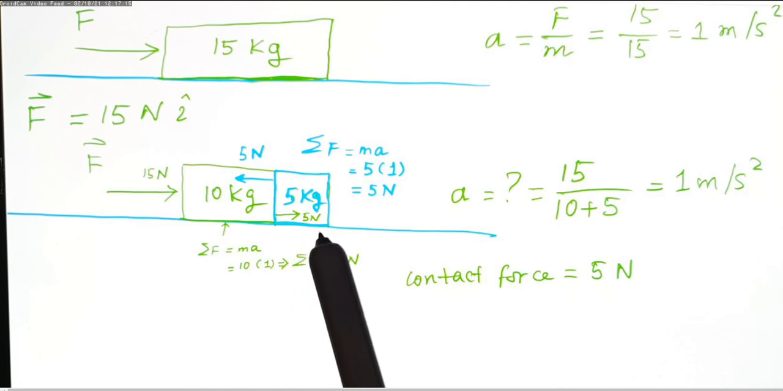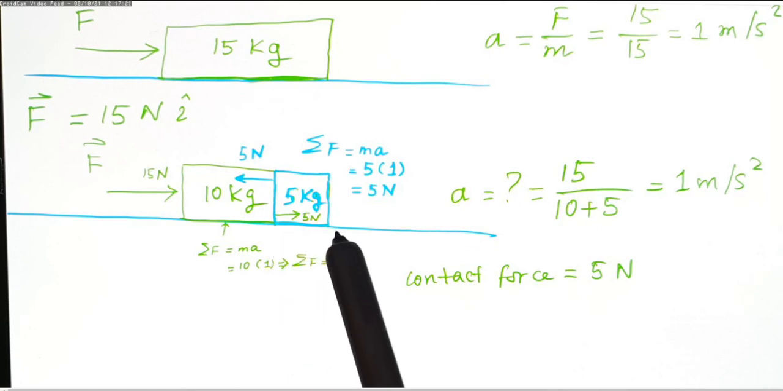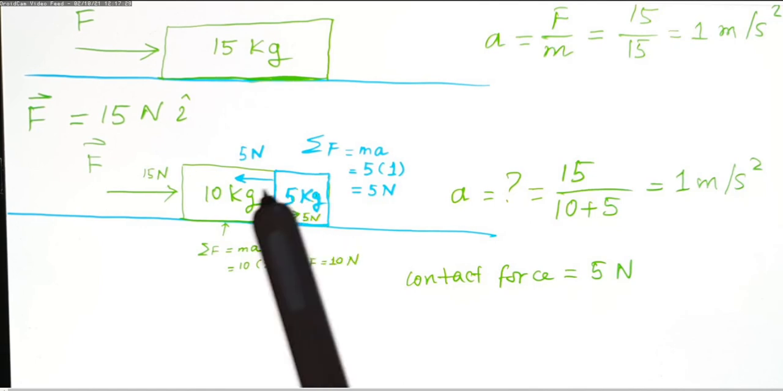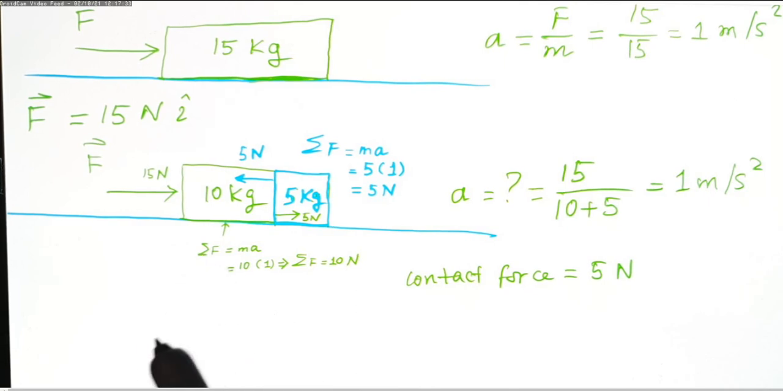Well, you can start with the small object because the small object must receive 5 Newton. And then you go that the small object received 5 Newton. That means the big object received 10 Newton. You can do that.